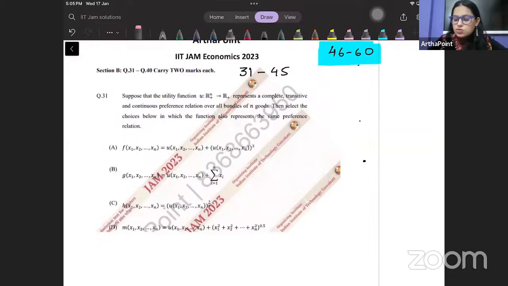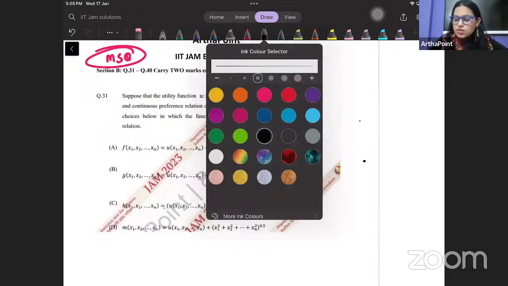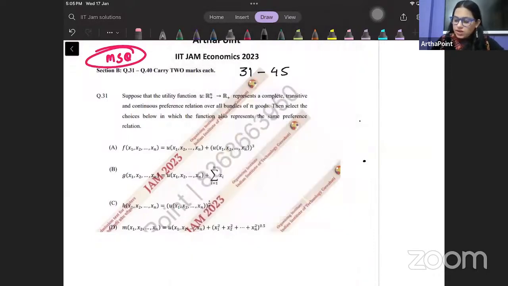Let's start with the first question. Just make sure that you see that question number 31 to 40, these are MSQ questions. So we will have more than one answer that is going to be correct. Right, beta? Okay, let's start.